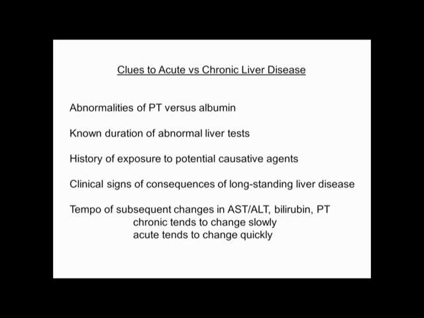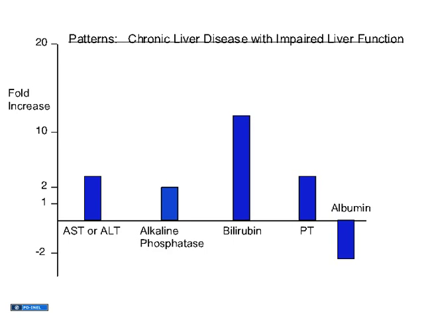Clues to acute versus chronic. Well, history, there are other things that may tell you, but just looking at the liver tests, look at the protime and the albumin. If they're both normal, you don't know. You don't know whether it's a mild chronic or a mild acute. But if they're abnormal, you can look at them and say, am I seeing chronic or am I only seeing something that's very acute? So you can also look for clinical signs of long-standing liver disease. You can look for, if you know over time they've had this, that can help. But the abnormalities of protime versus albumin can get you started.